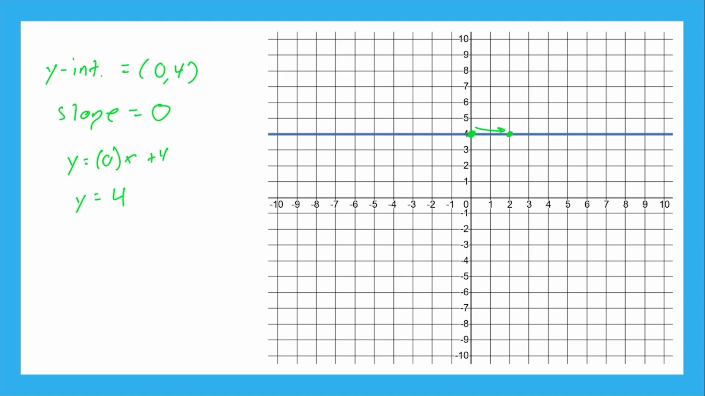If we take a close look at the line, we see that this equation actually makes sense. Even if it looks weird, this is the line made up of all points where the y-coordinate is 4. Be on the lookout for horizontal lines. They'll always have a slope of 0, so the x term disappears, and the equation ends up being y equals some number.